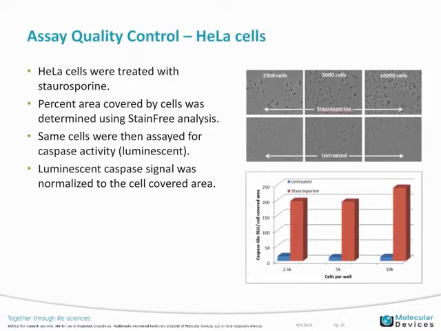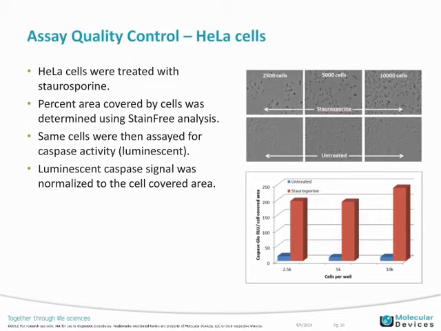We can use the stain-free analysis to do assay quality control. In this example, HeLa cells were treated with staurosporine to induce apoptosis, and that's shown in the top set of images. They were seeded at 3 different densities, 2,500 cells per well, 5,000 cells per well, and 10,000 cells per well. The top row of images is showing the cells that were treated with 37 micromolar staurosporine, which is a very high concentration that induces the apoptosis after 4 hours. On the bottom row of images, we show the untreated cells. They have a more flattened and viable looking morphology.